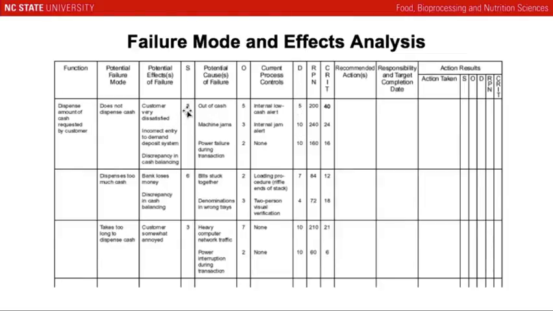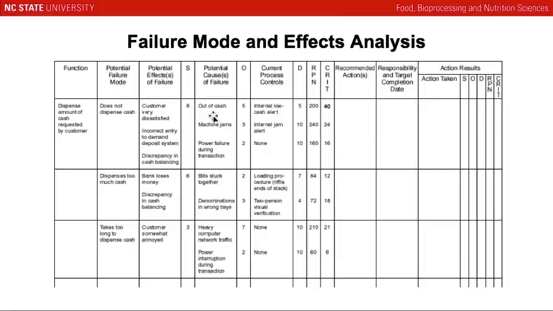And notice how if you multiply 8 times 5 times 5, you get 200. 8 times 5 is 40, times 5 is 200. This is the risk priority number. And you can use this to rank the relative amount and get an idea of which ones to take action on first.